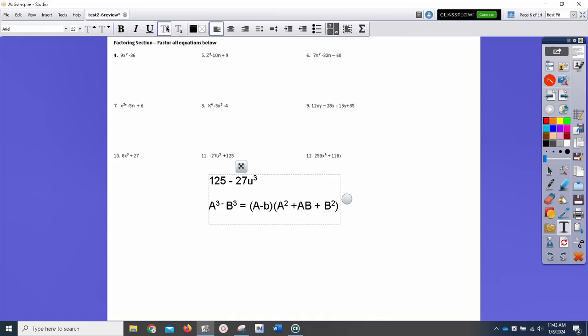Notice I just know my formulas. Here a is 5 and b is, sorry, not negative, just 3u. The formula over here counts for all your signs, so don't try and make this harder than it is. Everywhere you see an a, you're a 5. Everywhere you see a b, you're a 3u. 5 squared is 25. 3 times 5 is going to be 15, don't forget the u. And a 3u times a 3u is 9u squared.